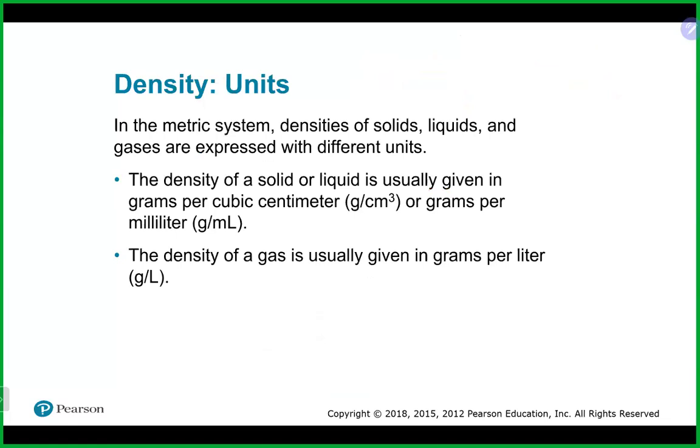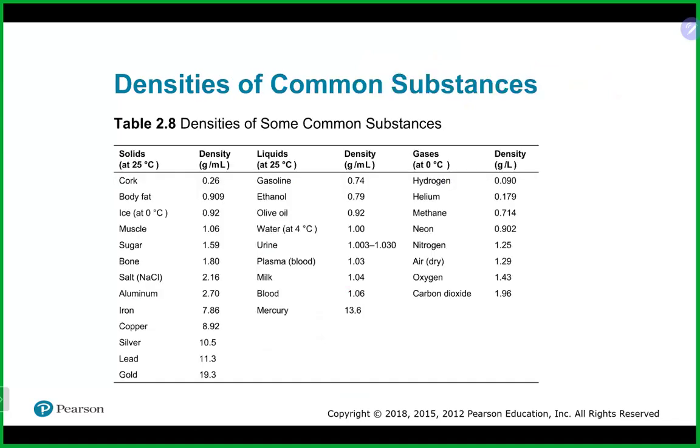As I mentioned before, these are typically the units you'll see: grams per cubic centimeter, grams per milliliter. Again, gases are sometimes given in grams per liter. Here's a table from your book of some common densities. And I would say for sure you should know that liquid water's density is 1 gram per milliliter. As you can see here, ice is more like 0.9. So once again, that is why it will float.